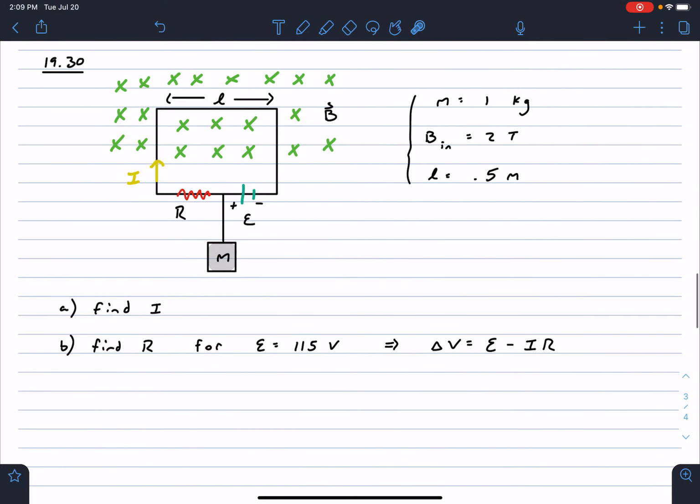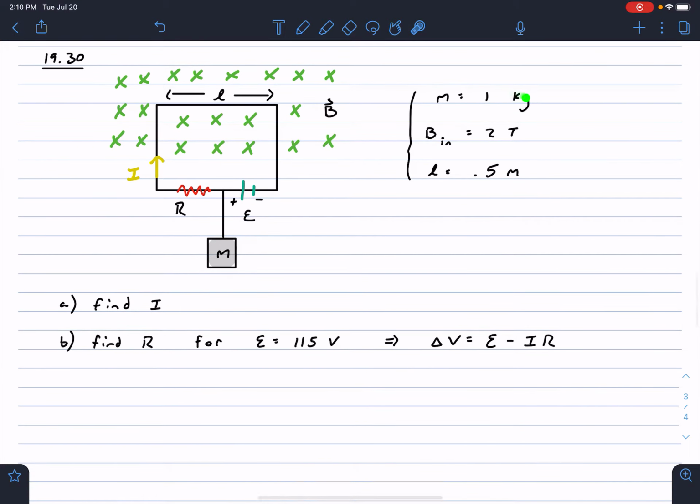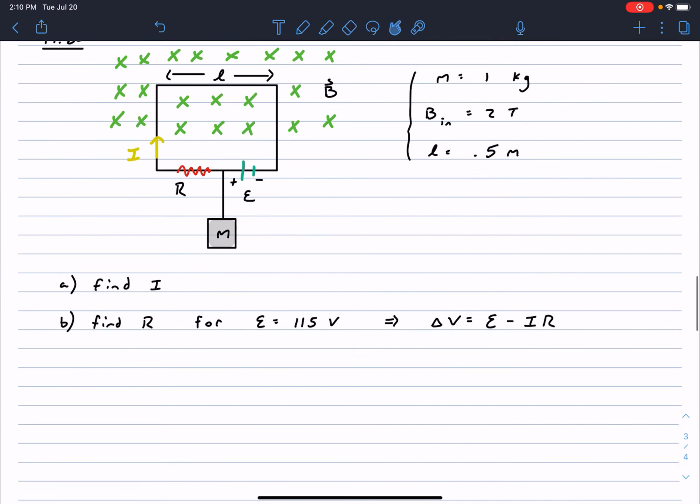This is suspended in air, and it's hanging by a thread, insulated thread, a mass, right? The mass we're given is 1 kilogram. The B field is 2 Tesla, and the length is 0.5 meter. We are asked to find the current. What is the current along this wire?